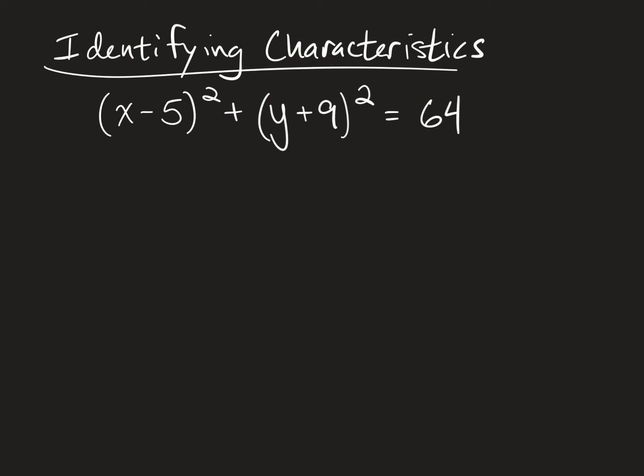On this slide, we're going to start identifying the characteristics given an equation. So in front of you, you see the equation of a circle: (x - 5)² + (y + 9)² = 64. So all we have to do from here is figure out what are the opposites of these numbers, and as long as we put them in the correct order, remember x's before y's, we can find the center of the circle.